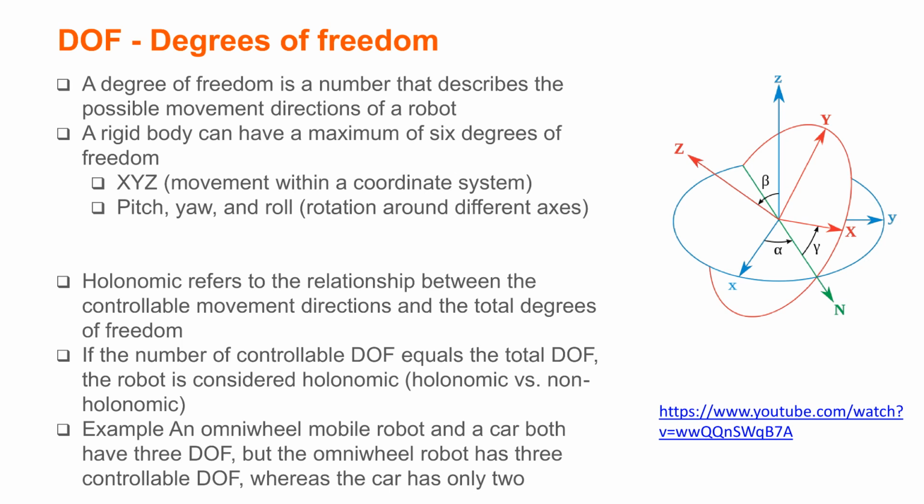Degrees of freedom define how a robot can move. Maximum of 6 DOF in rigid bodies. XYZ translation: forward, backward, up, and down motion. Pitch, yaw, and roll: rotation around different axes. Holonomic robots can move in all directions freely, whereas non-holonomic robots are constrained in movement.